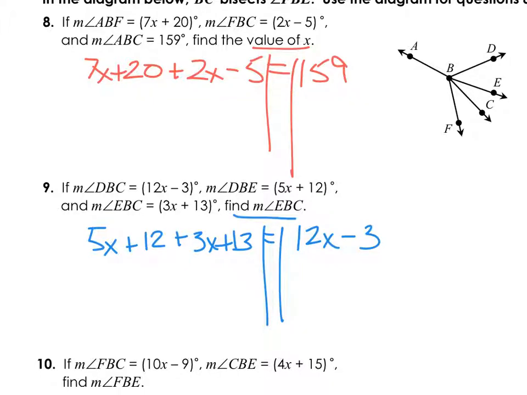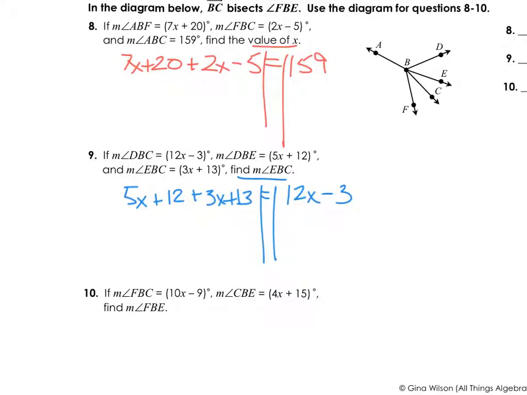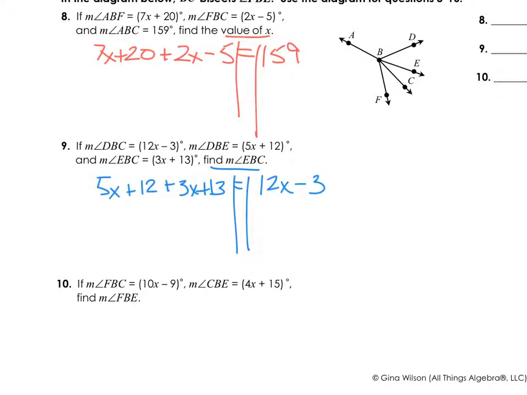And for number 10, I'm going to shrink this down just a little bit so we can get it all to fit. Okay, FBC is 10x minus 9. So this part is 10x minus 9. CBE is 4x plus 15. So CBE, that's this guy, is 4x plus 15. They want FBE, so they want the whole thing, okay?